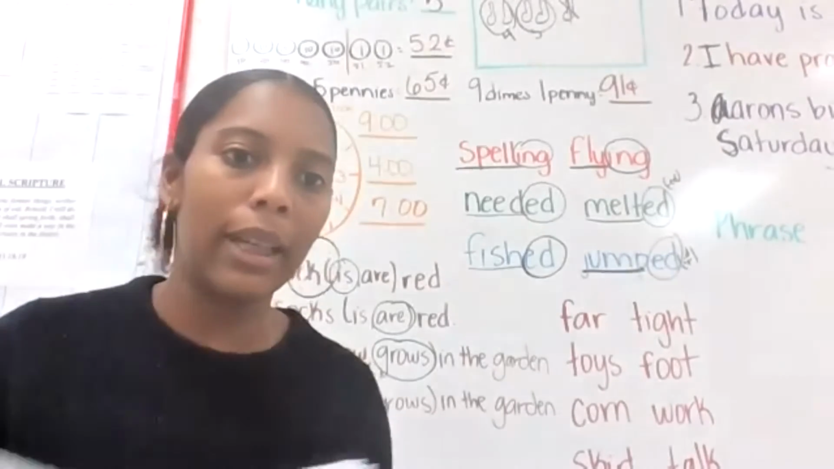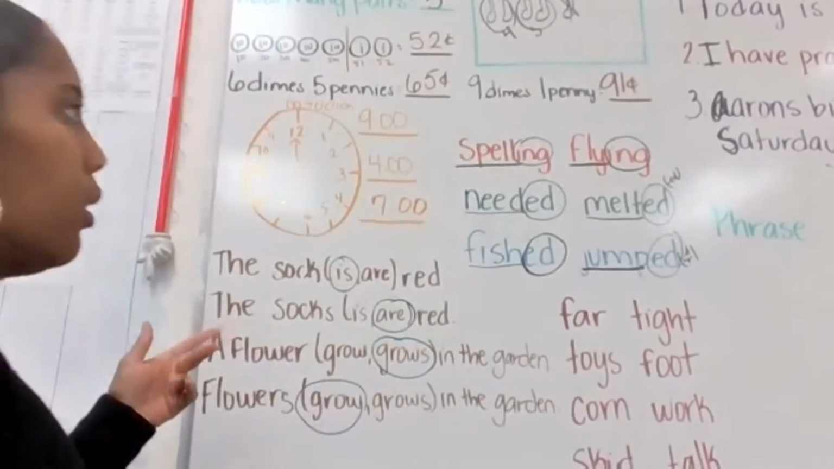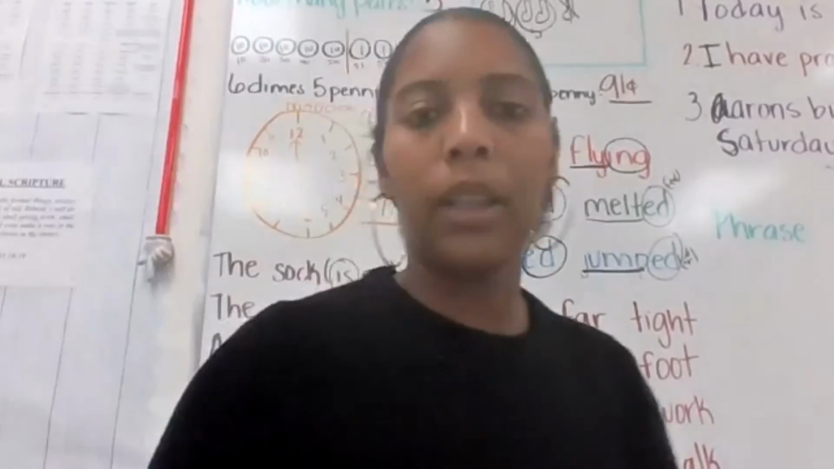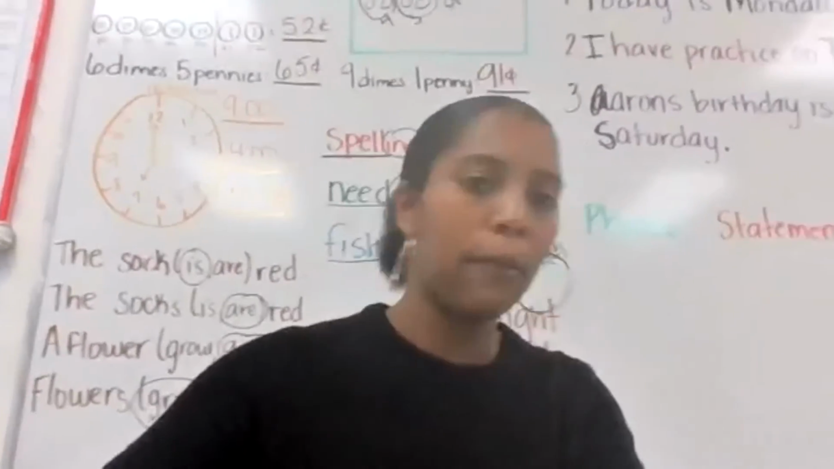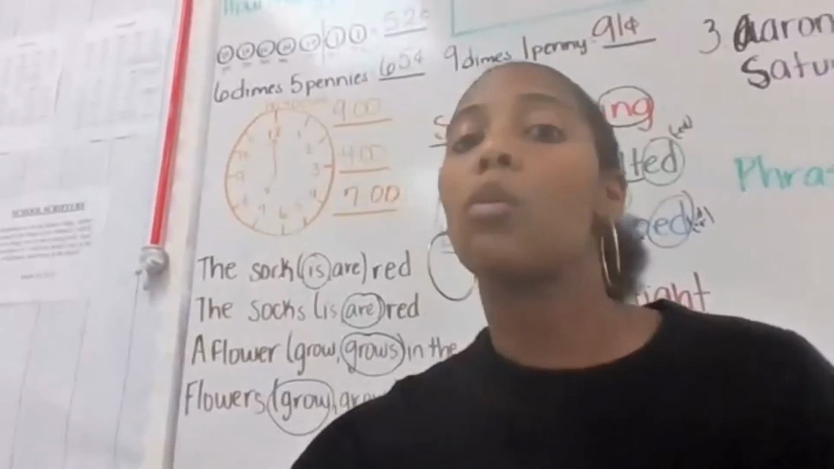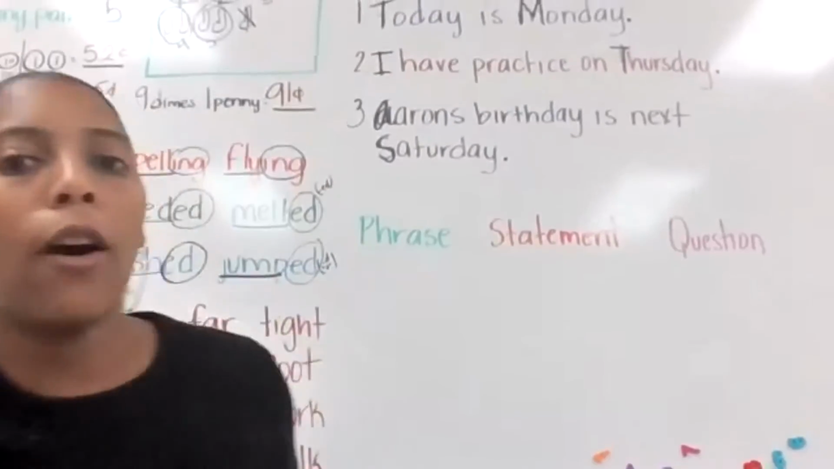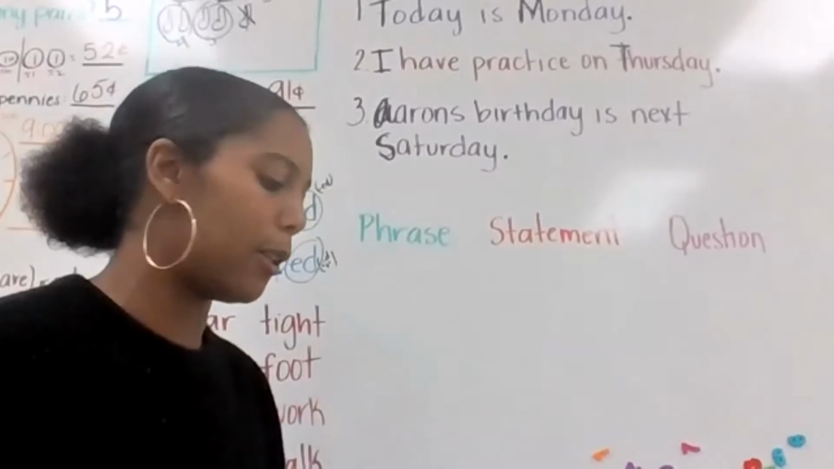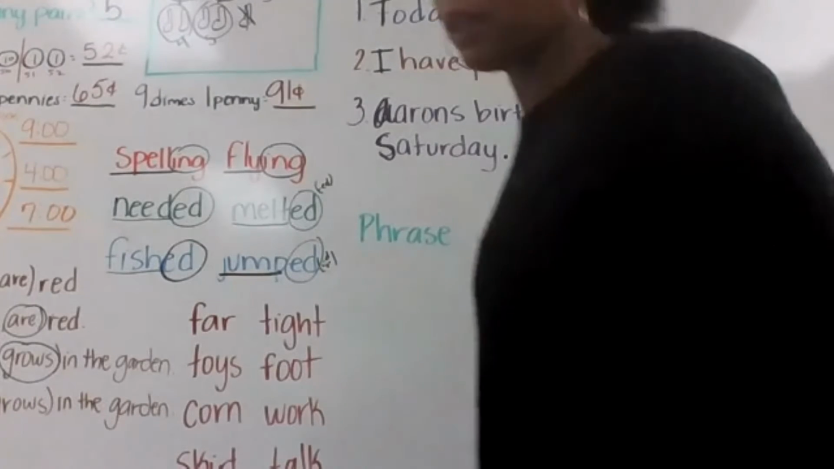All right, so let's go ahead and do our language, and then we have reading and spelling. All right, so the week before, we started learning the different types of sentences. We learned what's called a phrase, which is a part of a sentence, and we learned what's called a statement type of sentence. So is a phrase a sentence? No, it is not. It is usually only a part of a sentence. A phrase usually will have either the who or the what, but it will not have both.